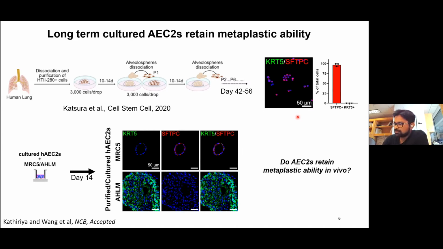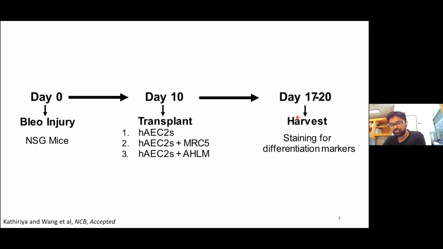So the next logical question in our head was, well, okay, this is great. This is in vitro. Does this occur in vivo as well? To do that, we performed an injury plus transplant assay that is very well established in our lab. What we did was we took NSG mice, NOD scid gamma, heavily immunocompromised mice, and injured them with bleomycin.